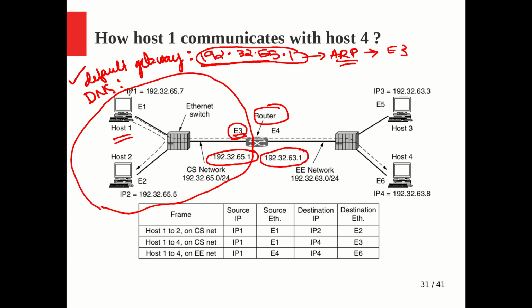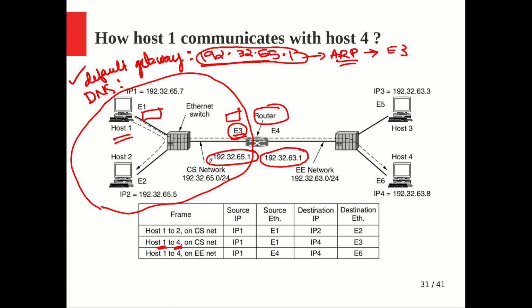Once it gets E3, host 1 will communicate the packet to the switch, and the switch will correctly deliver that IP packet. The packet has now reached E3 at the router. So that is the first part: how host 1 tries to communicate with host 4 in the first network part.